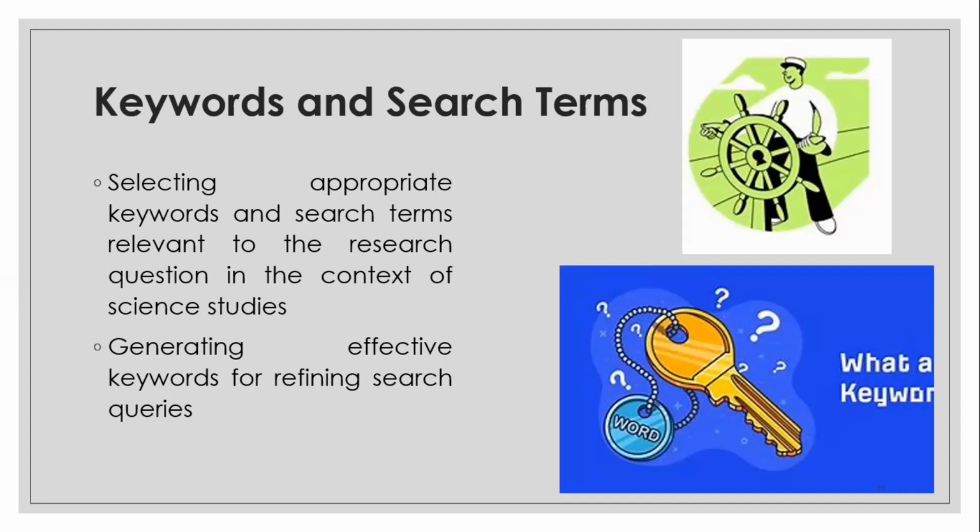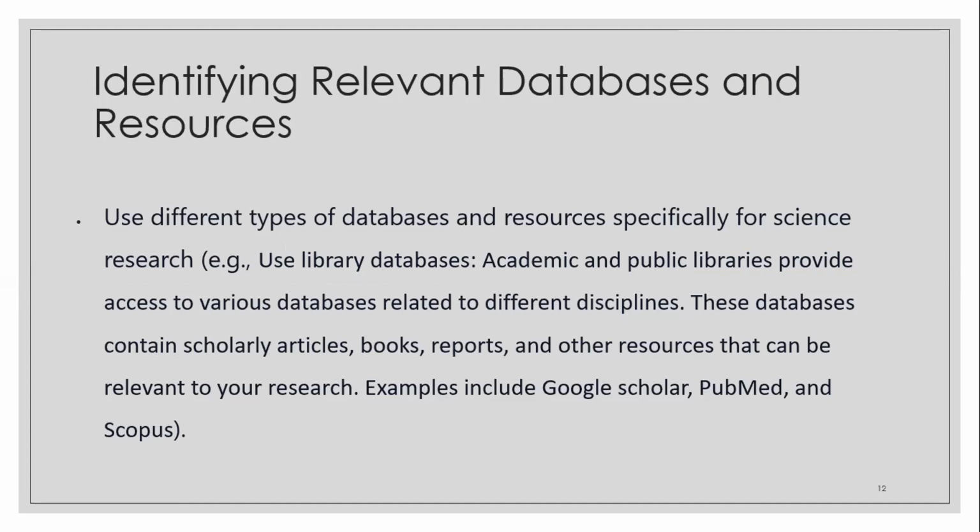And generating effective keywords for refining research queries. If you put some keywords, and when you see the papers, most of them or all of them are not relevant, then you need to choose other keywords. You need to change the keywords. That means they are not relevant to you, or you didn't properly choose the keywords. That's why choosing the keywords and the research question is very important in doing the literature search.